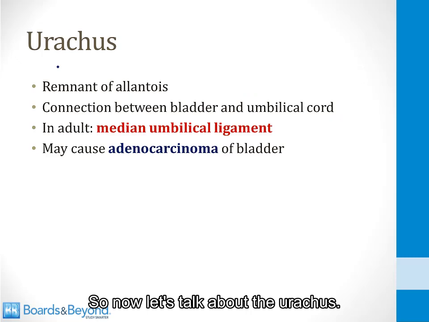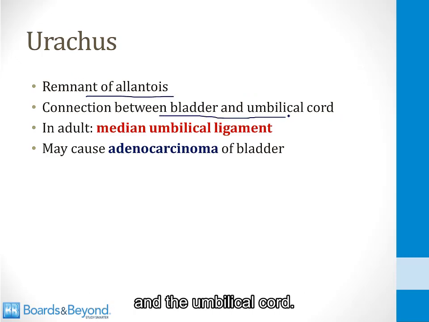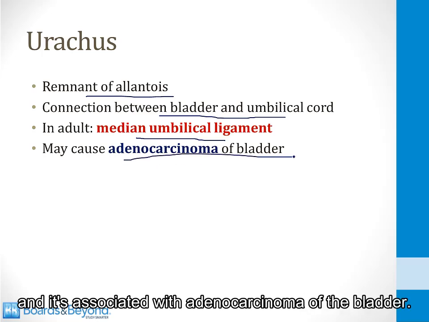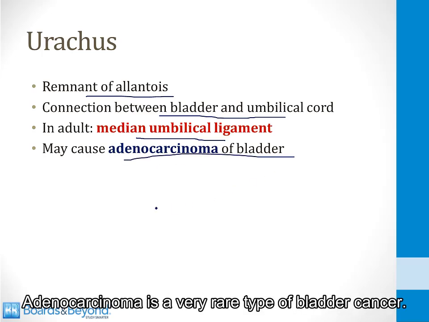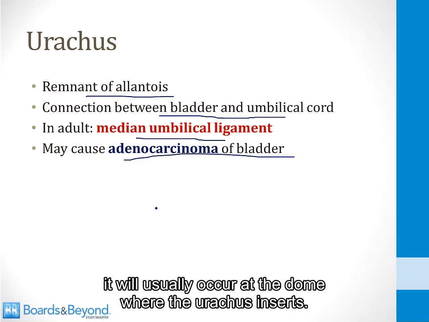So now let's talk about the urachus. This is the remnant of the allantois. It's a connection between the bladder and the umbilical cord. In the adult, it is a ligament called the median umbilical ligament, and it's associated with adenocarcinoma of the bladder. Adenocarcinoma is a very rare type of bladder cancer. If it does occur, it will usually occur at the dome where the urachus inserts.